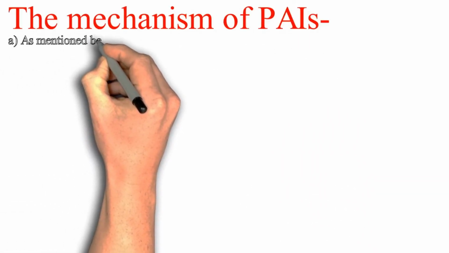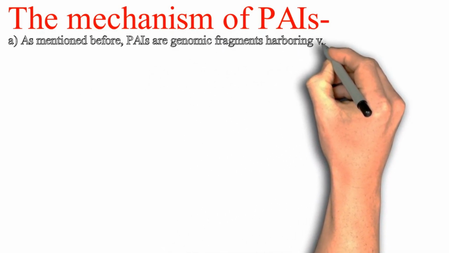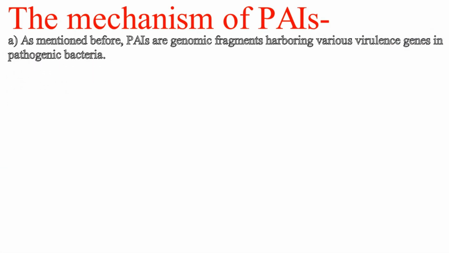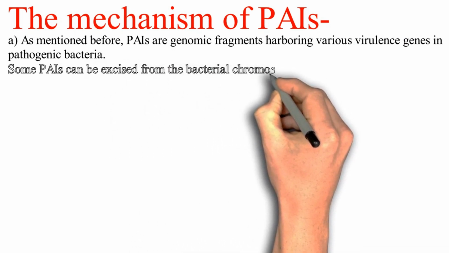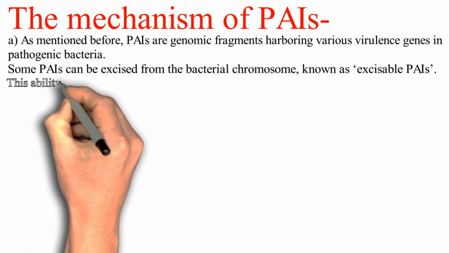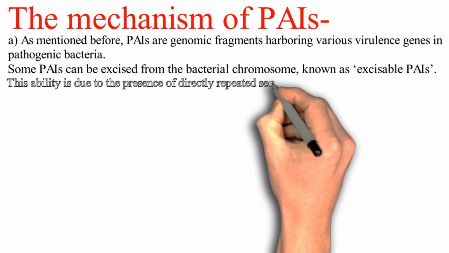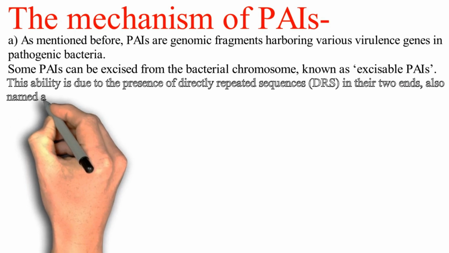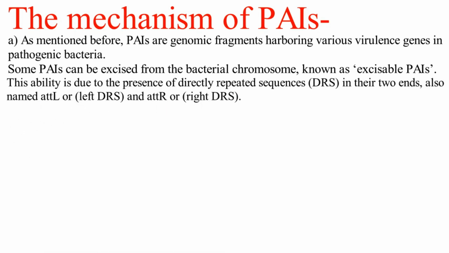As mentioned before, PAIs are genomic fragments harboring various virulence genes in pathogenic bacteria. Some PAIs can be excised from the bacterial chromosome, known as excisable PAIs. This ability is due to the presence of directly repeated sequences, or DRS, in their two ends, also named ATTL, or left DRS, and ATTR, or right DRS.